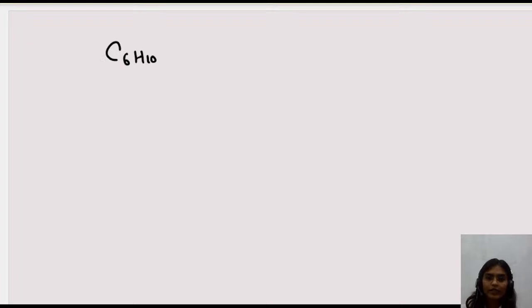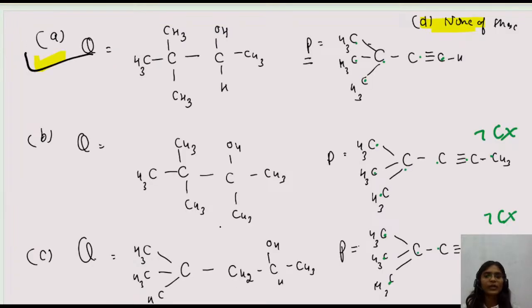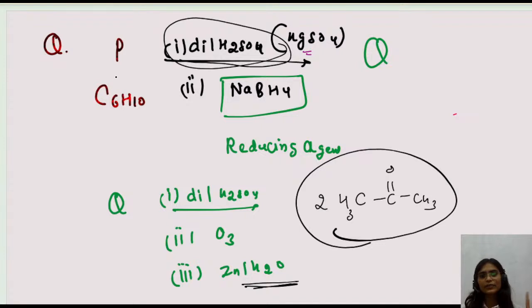Okay, so let's continue again what we were discussing. You are given C6 and H10. So in the given options, let me go back to the question part. You are given some P, and this is my P, C6H10, this is given as P.